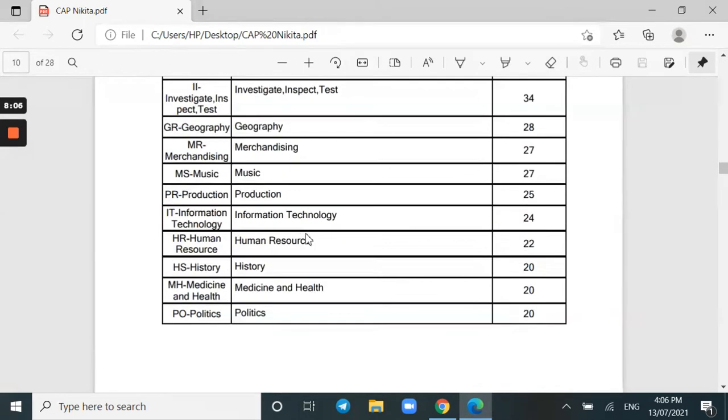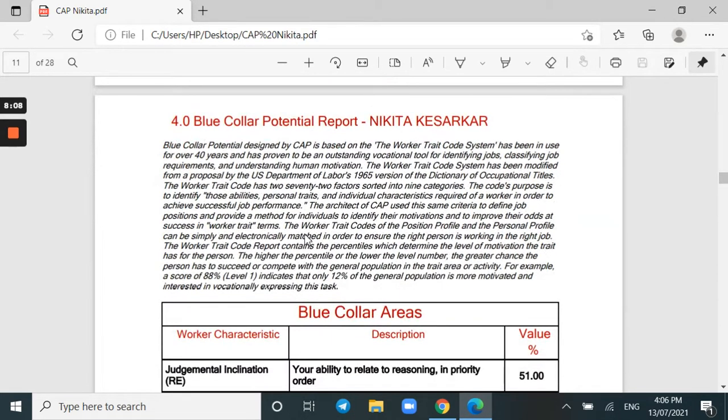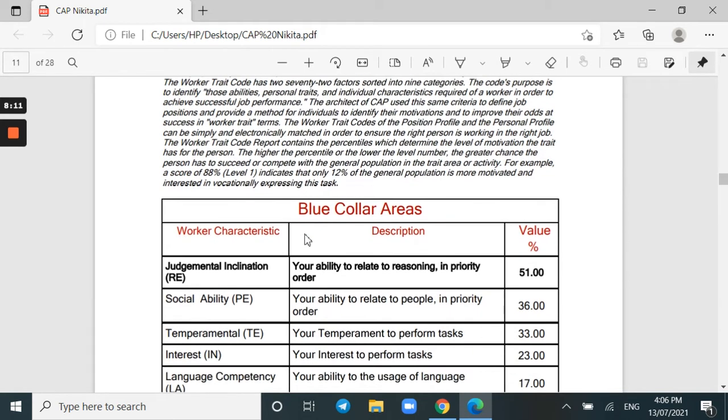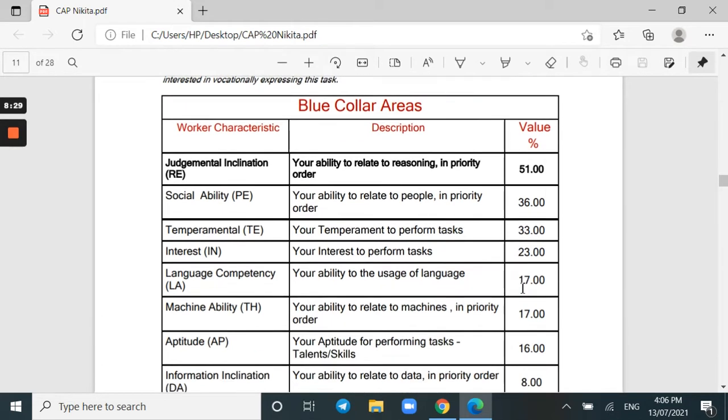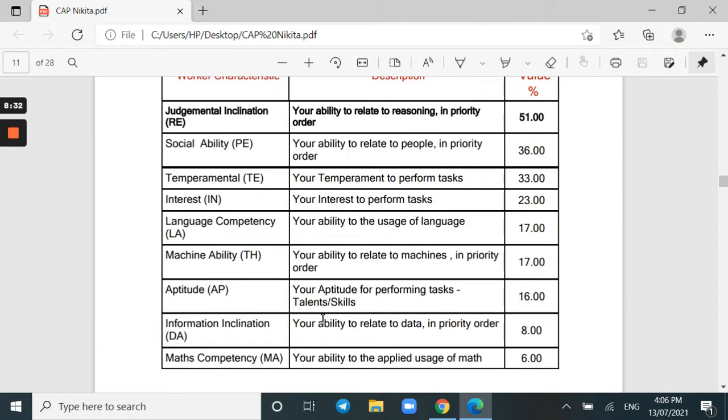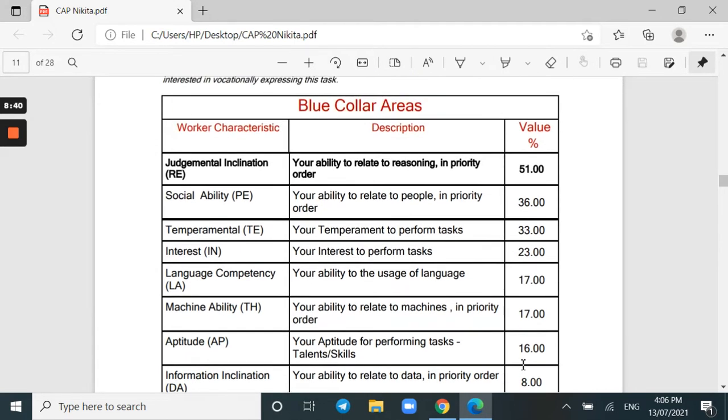for this particular individual. Then looking at blue collar traits, within that there are several other factors, like for example your judgmental inclination. In this case, the student is at the highest at 51%. So the more challenging part for her is that all other areas seem to be lower. Social ability is at 36, temperamental is at 33, interest levels, language competency, math, machine ability, aptitude or talent is at 16, information inclination is at 8, data orientation and maths competency is at 6. So this gives us a picture about the student from the 4th angle.